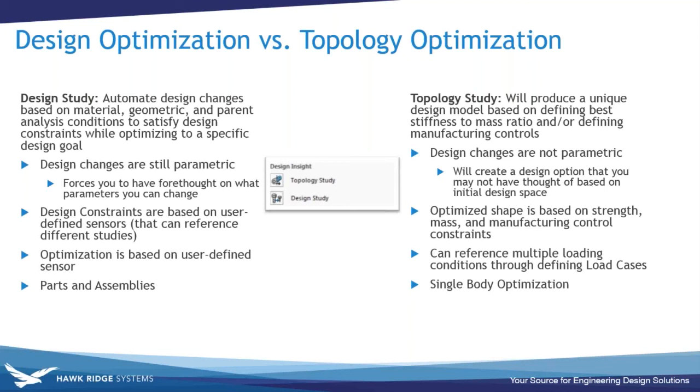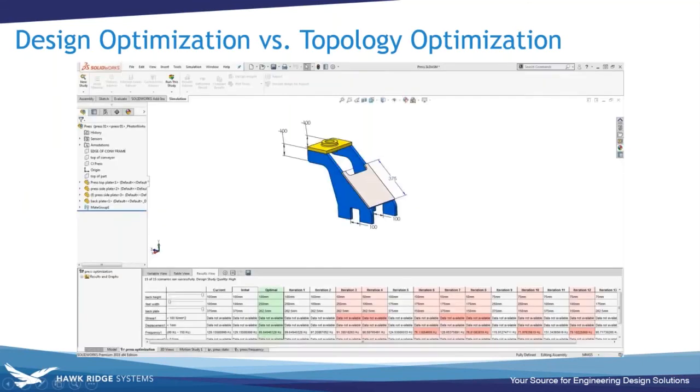And the other thing too, the last bullet there, is that we can only do a topology study on a single body. So we can't really account for it being in reference to an assembly. That's not really the point of topology in general. It's more of optimizing a unique shape, a unique body from your initial design space, and then trying to meet a certain stiffness goal, right? So those are the main differences between design optimization and topology. One's not replacing the other. There's just two options there that you'll see when you create a new study, right? So definitely let me know if you have any questions in regards to the difference.